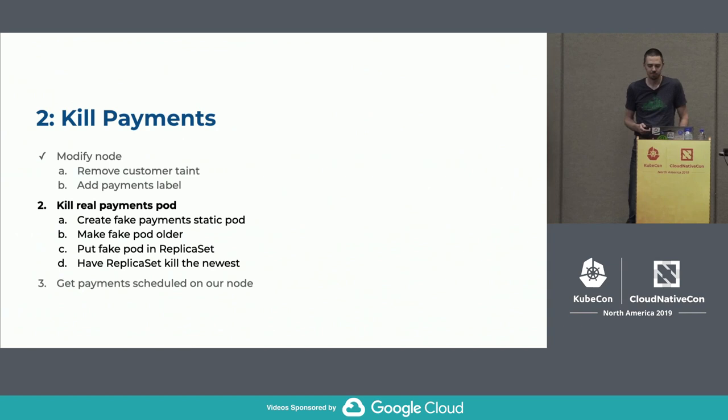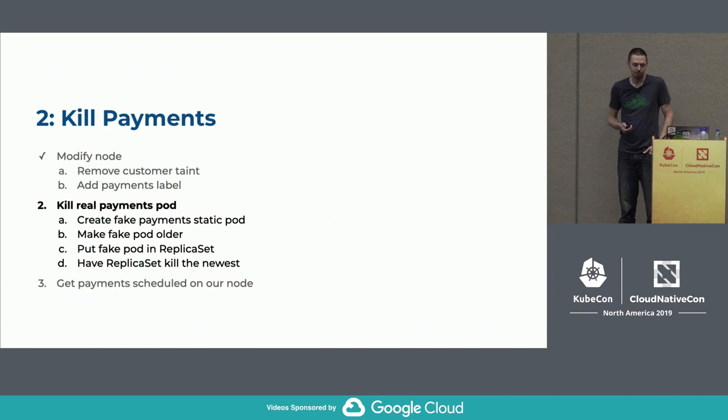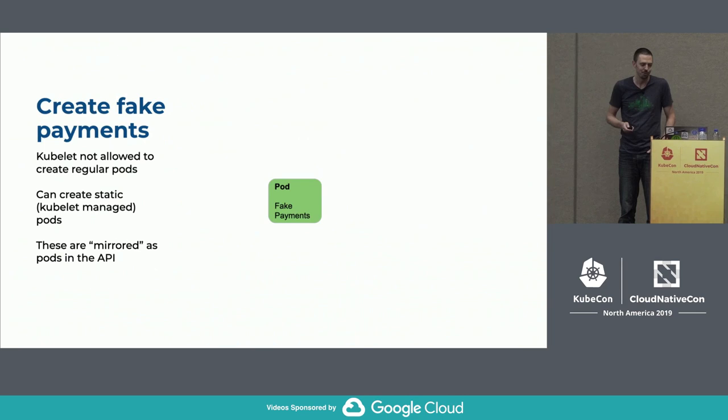And the way we're going to do that is we're going to create a fake pod, make it older, put it in a replica set, have replica set kill the newest. So let's just step through those. So the first thing we're going to do is create this fake payments pod.